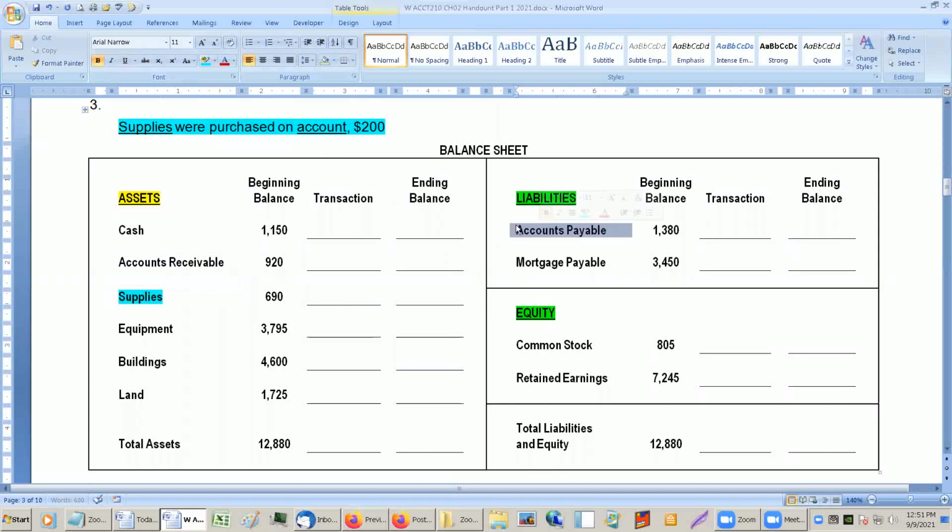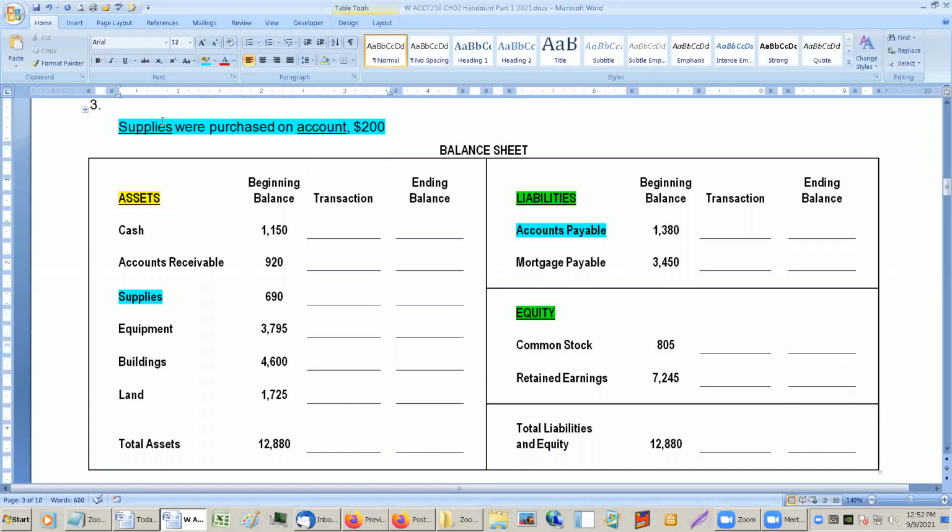And the accounts payable. We owe money now. We didn't pay it yet. There's no cash yet. How do we know that it was the accounts payable that was being affected? Why was it accounts receivable? It's because we owe them money.